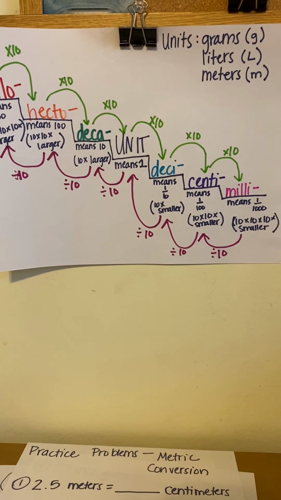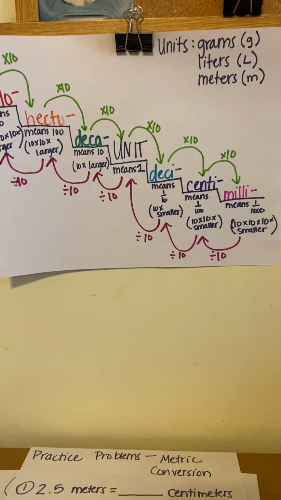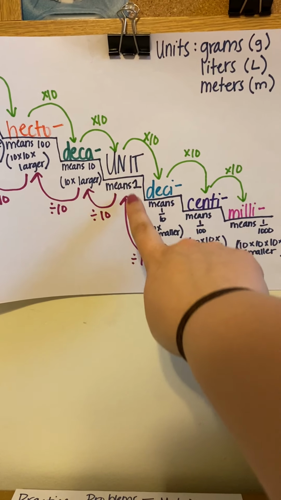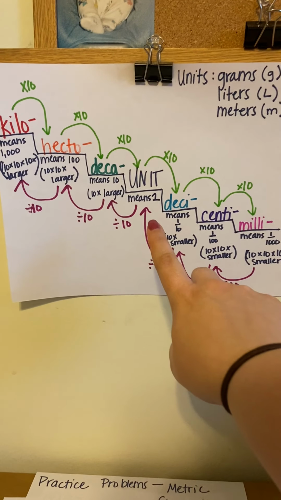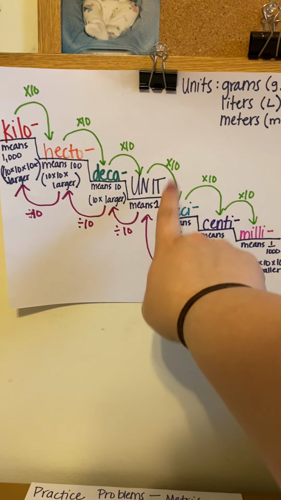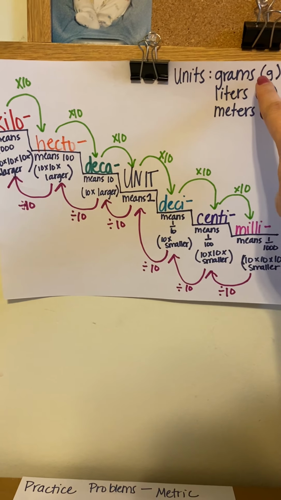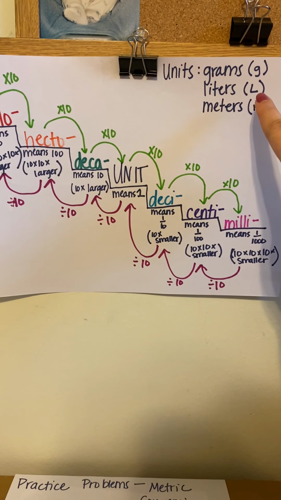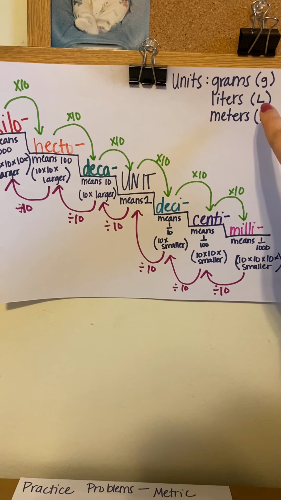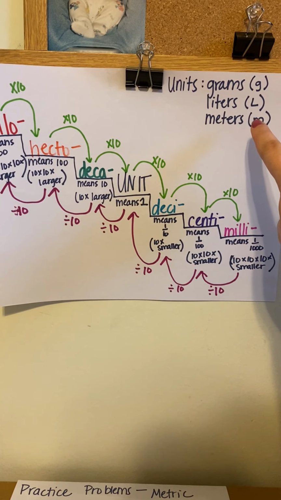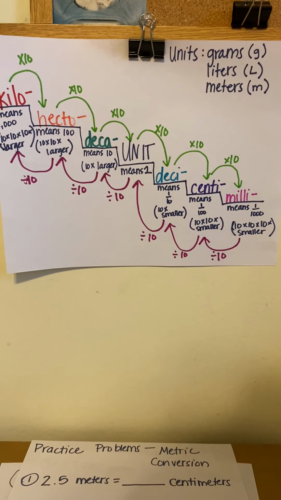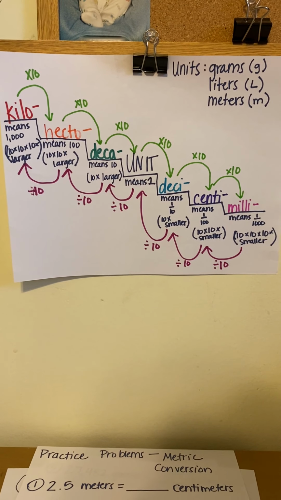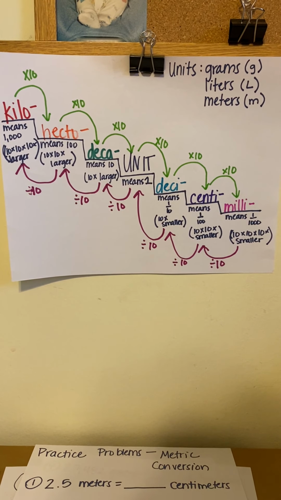So if you look at the units part, we see here in the middle of that, this is similar to the anchor chart that you guys have, just a little different. The unit means it's just one. So our unit could be grams if we're weighing something. It would be liters if we're measuring like the capacity of a liquid, or it would be a meter if we're measuring length or some type of distance. Those are our metric units.